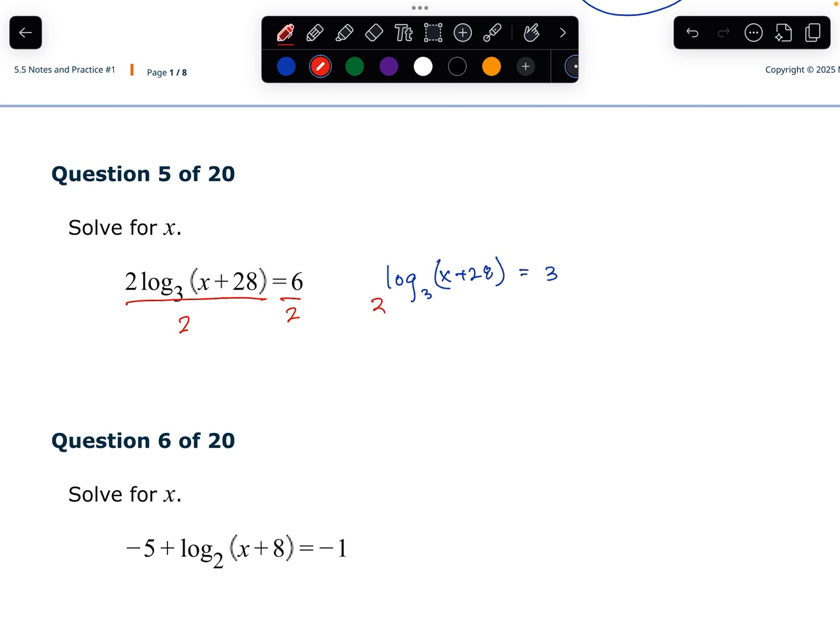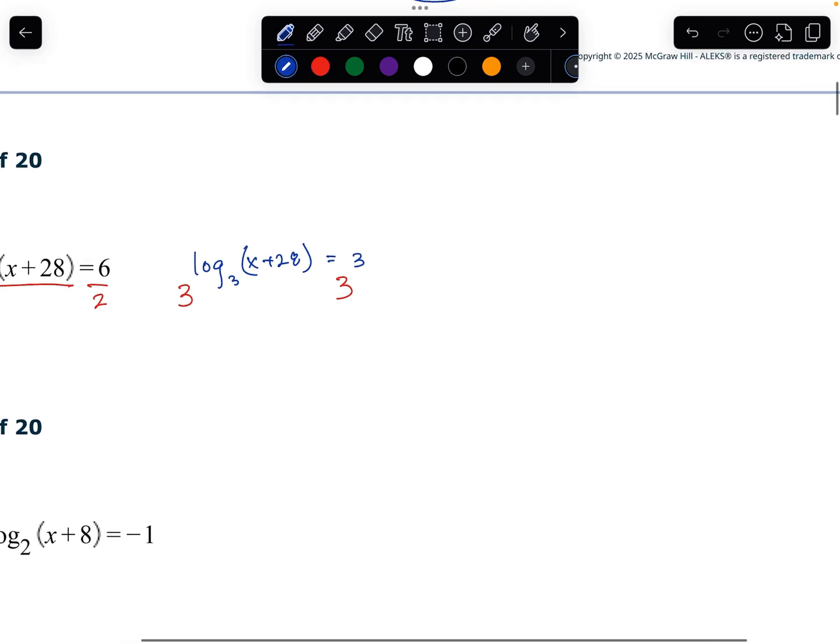Now I'm going to choose to exponentiate both sides with a base of 3. So that's going to give me x plus 28 equal to 27. Then I'm going to subtract 28 and subtract 28. So then I'm going to get x is equal to 1.